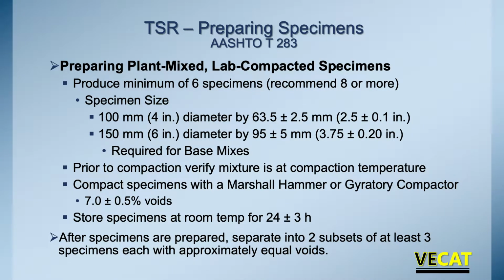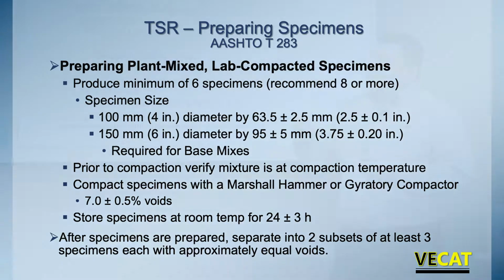Prior to making our samples, we want to make sure our mix is at compaction temperature. That helps assure a consistent compactive effort. And we want to compact our specimens, whether it's being with the Marshall hammer or the gyratory, to 7 plus or minus 0.5% air void content.